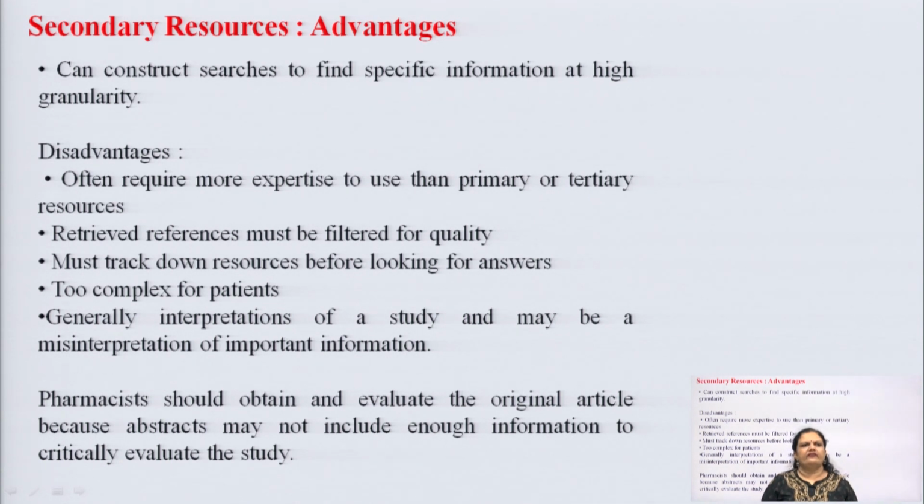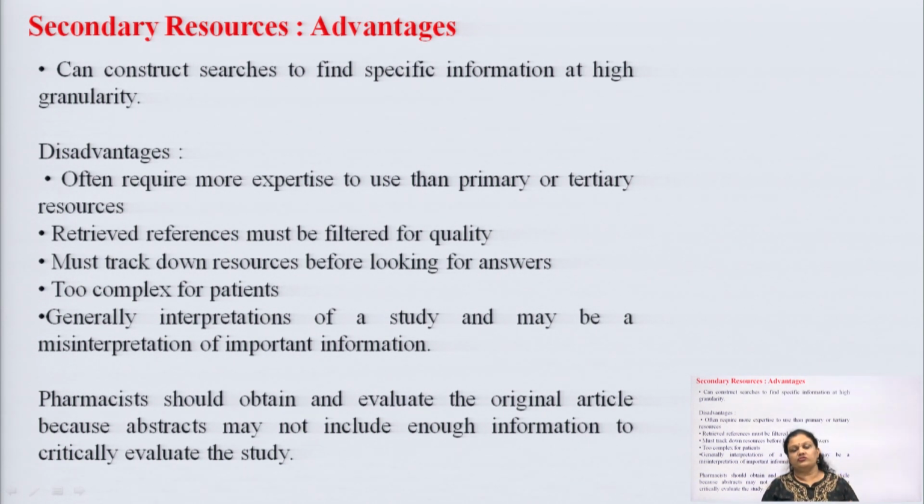The data retrieved from the secondary resource must be filtered for quality checking. It must track down the resources before looking for the complete detailed answers. It sometimes becomes too complex for individuals to understand and follow the interpretations of a study, and it may lead to misinterpretation of important information related to the class of drug the patient is taking. Pharmacists should also obtain and evaluate the original article.